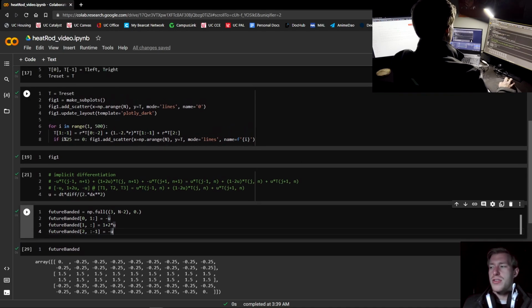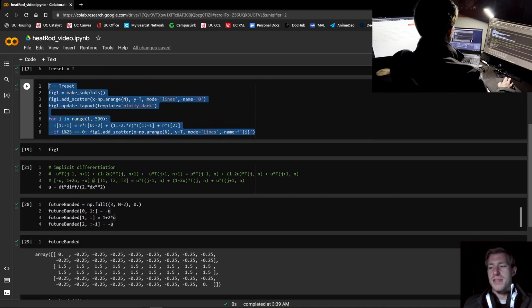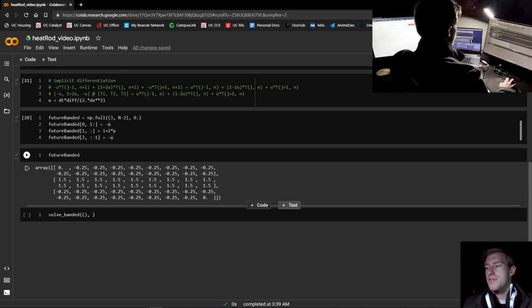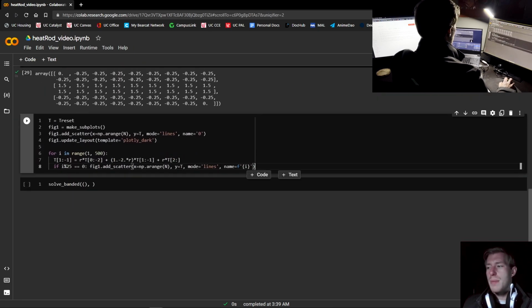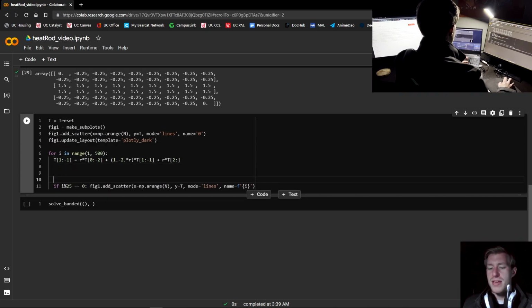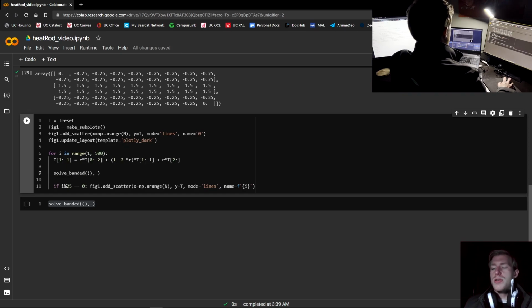what we're going to have to do is the same thing we did over here. So I'm just going to copy and paste this, but obviously we're going to need to use this solve banded code somehow before we plot. So I'm going to make some spaces up here, copy and paste our solve banded in right here. Oh, there's an S missing for some reason. There we go. So this is our solve banded.